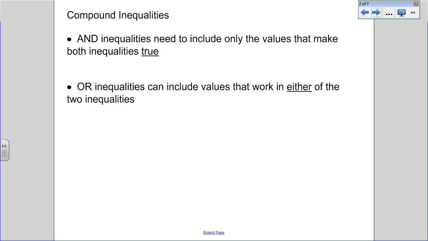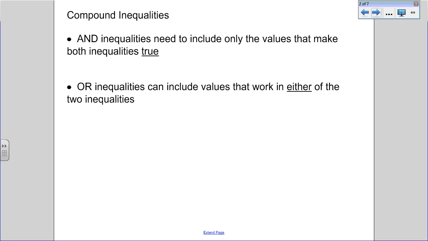The other type of compound inequality we can have is an OR inequality. Okay? And when we make an OR statement, if I tell Bailey, I'm going to give her an A or a B, I have two options of grades I can give her, correct? And not be lying to her. Okay? I don't have to give her both of them.